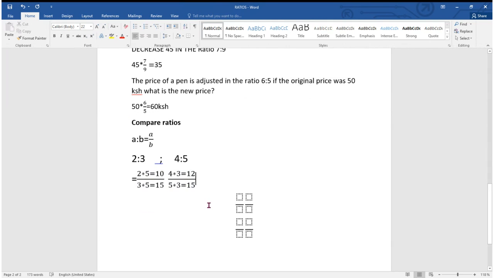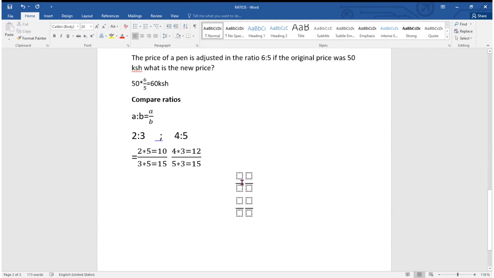So you have two answers here. You have 10 over 15 and 12 over 15. Which one is bigger? Obviously, 12 over 15. 12 over 15 is 4 over 5. So you can come here and say 4 over 5 is greater than 2 over 3. That's how you give the answer. Here you have compared. This is how you compare. You have said 4 over 5 is greater than 2 over 3.